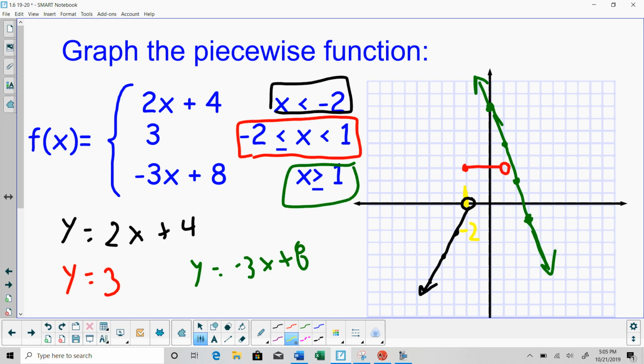So let's find out where's 1 on our x-axis. There's 1. That means kind of picture a little dividing line here. So in other words, the graph is going to start right there and go to the right because we want x is greater than or equal to 1.